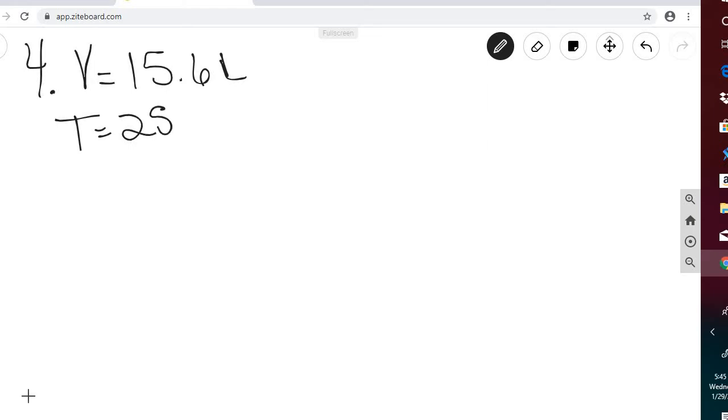Okay, number 4. Okay, so number 4 states a gas-filled balloon has a volume. So volume is equal to 15.6 liters. And it's on the ground where the temperature is 25 degrees C, 25.0 degrees C. And the pressure is 1.01 atmospheres.